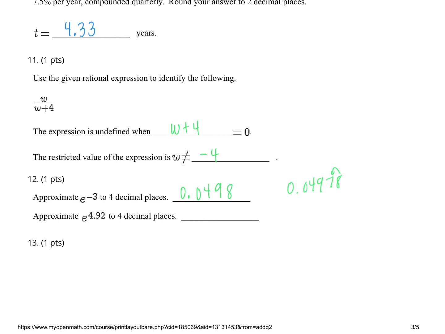And the other one is e to the 4.92 power. That's going to be 137.0026. And there's a 1 after that 6, so the 6 stays a 6.